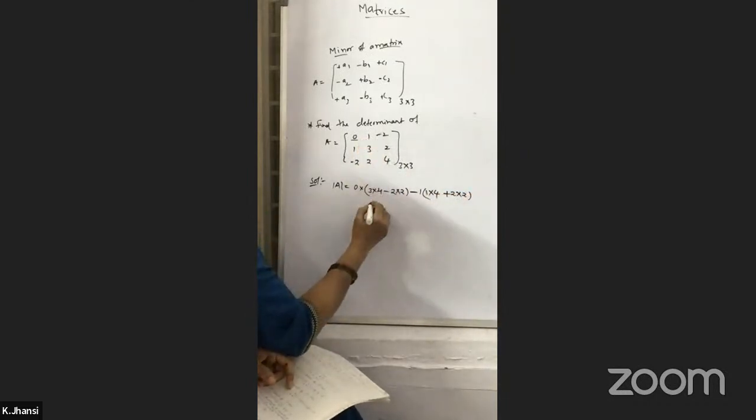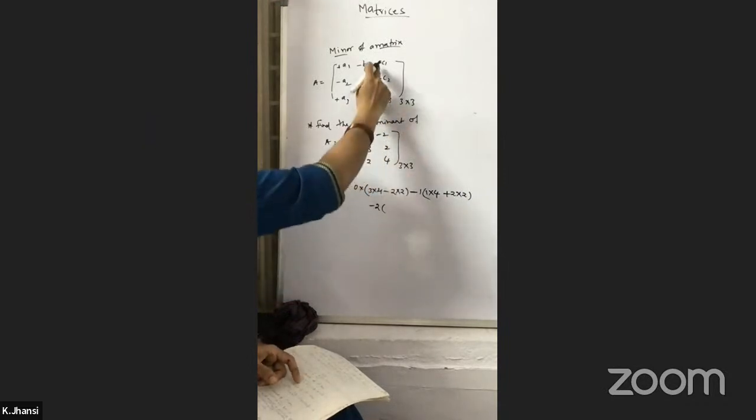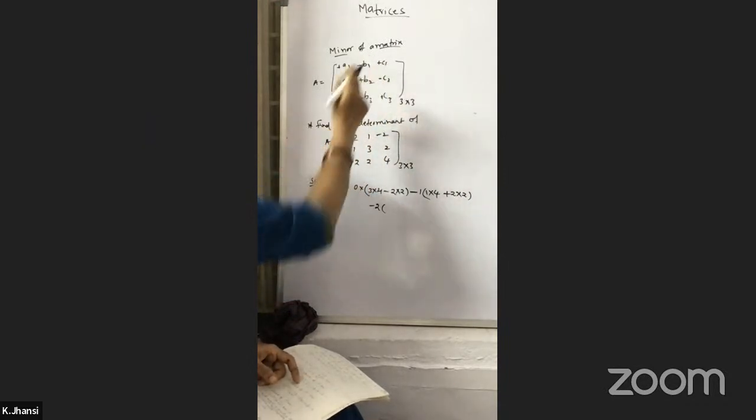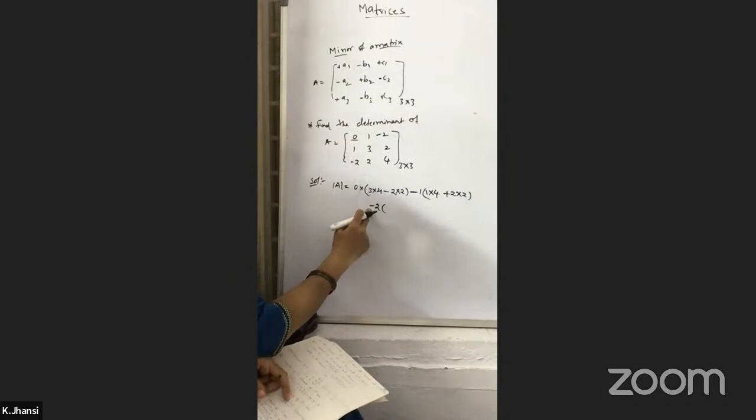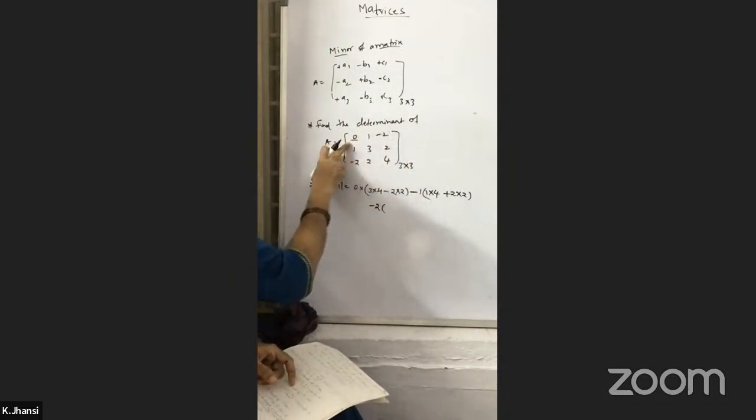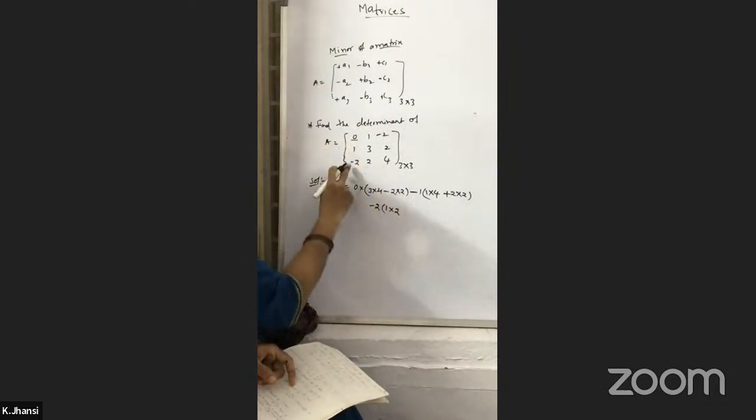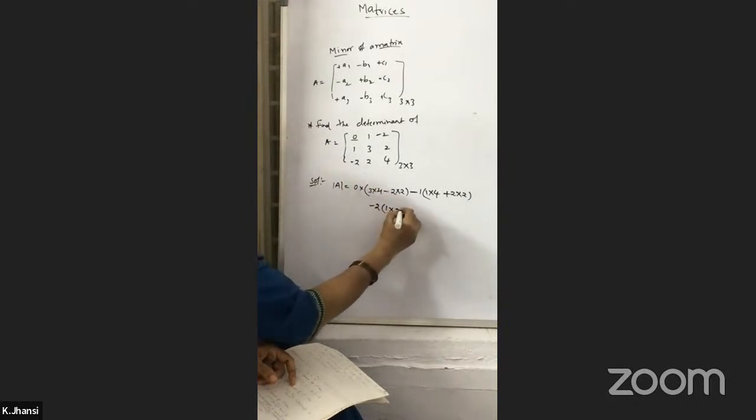Next here, minus 2. In the given question it is minus, but here actually we will get the positive sign only. So plus into minus means minus only. So minus 2 into, if you eliminate this column and this row, 1 into 2. Here also a negative sign is there, so you will get plus 2 into 3.